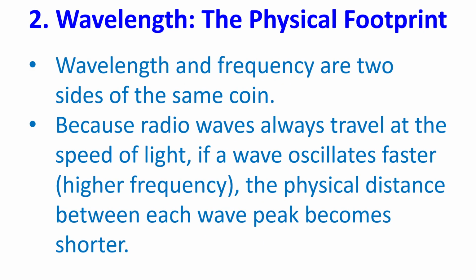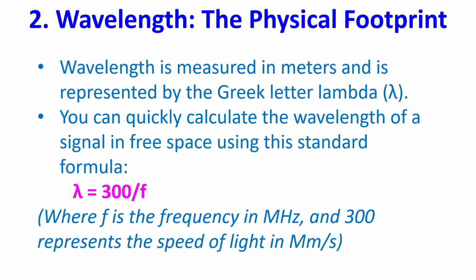Wavelength and frequency are two sides of the same coin. Because radio waves always travel at the speed of light, if a wave oscillates faster, that is higher frequency, the physical distance between each wave peak becomes shorter. Wavelength is measured in meters and is represented by the Greek letter lambda.